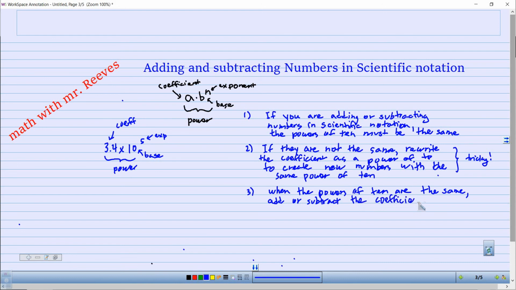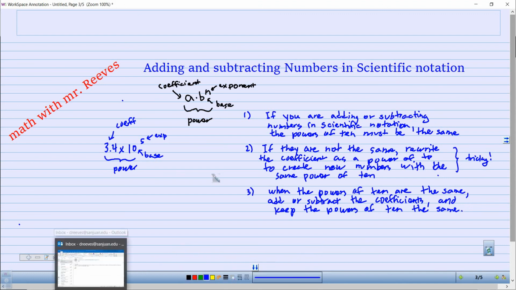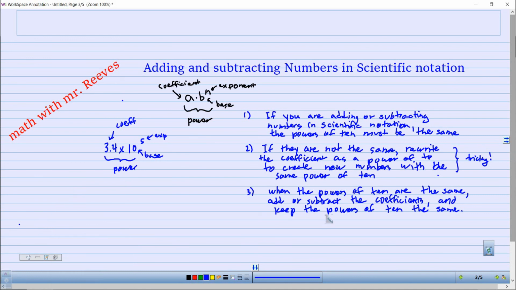There we go. Add or subtract the coefficients and keep the powers of 10 the same. Now remember, again, I keep going back to fractions because it's the same idea. Once you had that common denominator with the fraction, what did you do? You added or subtracted the numerators, right? But you kept the denominator the same. So this is like the denominator and this is like the numerator.